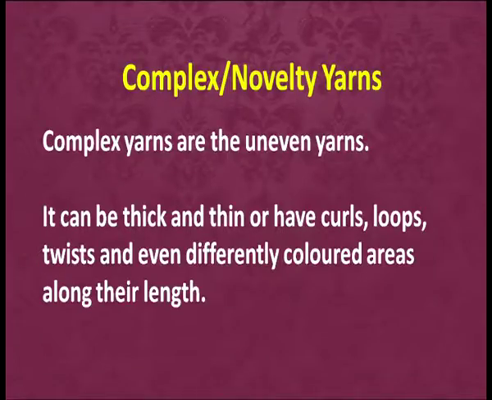You can do some sort of experimentation. You can put curls to it, you can make loops to it by loosely twisting it together. You can unevenly twist it, so that somewhere you make it into a thick lump and somewhere you just finely twist it to make a fine yarn. So ma'am, complex yarn is nothing but an experimental yarn, I would call. You can do as many experiments as you like. Exactly. And the difference can also be achieved by introducing fibers which are differently colored. So then you will have a yarn which has different colors at different points. Again, that gives a very interesting look to the final fabric.